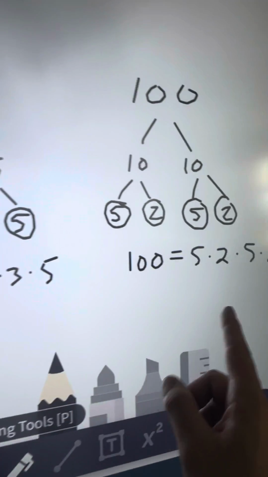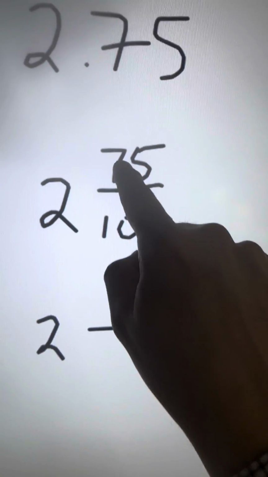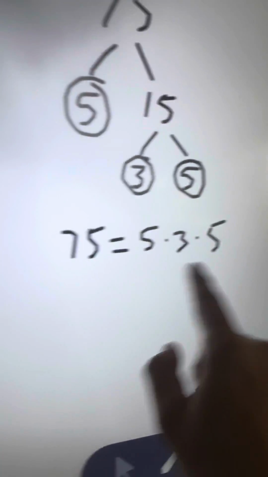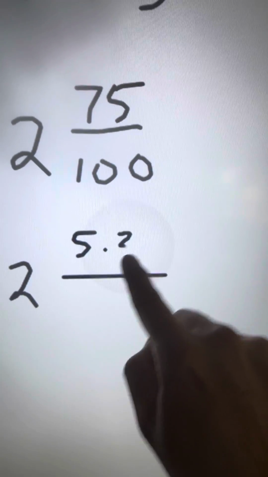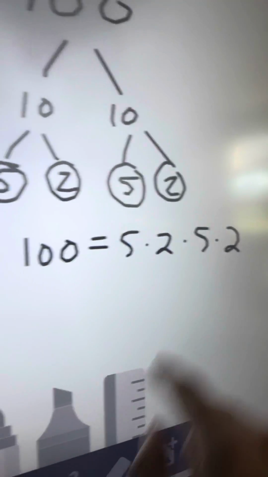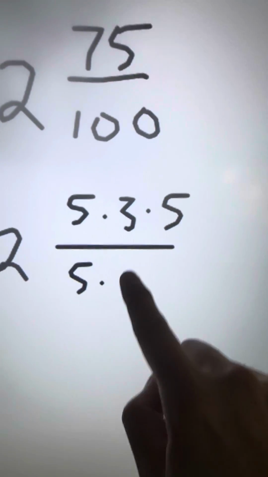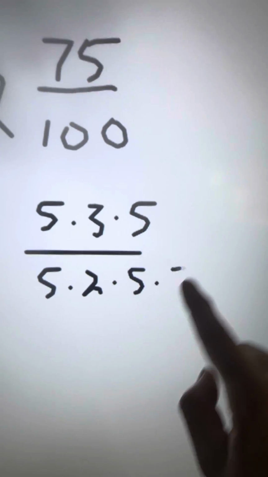So now I'm going to take this information and rewrite this fraction. So this is the same as 2 and 75. Remember, it's the same as 5 times 3 times 5. So I'll rewrite that there. And 100 is the same thing as 5 times 2 times 5 times 2. So I'll do that times that times that times that.